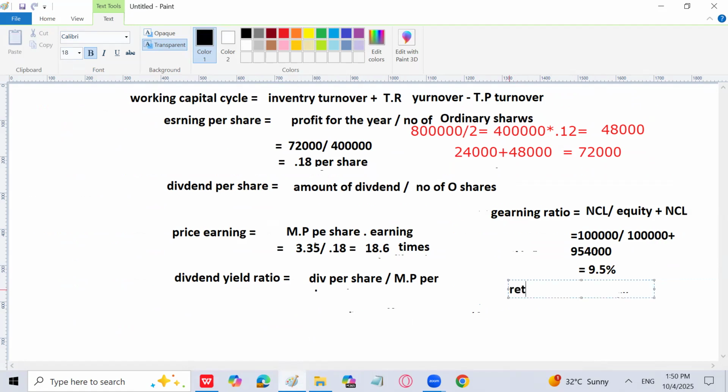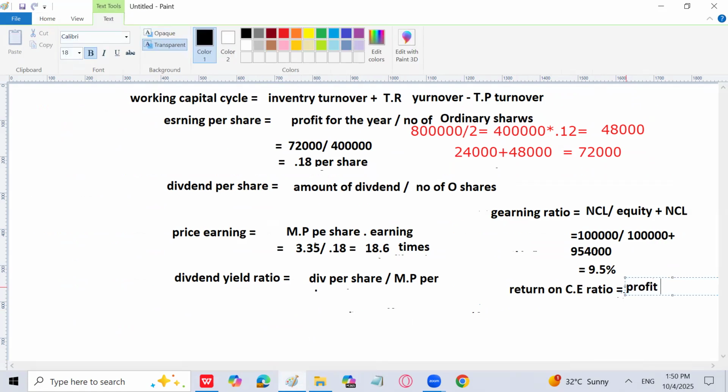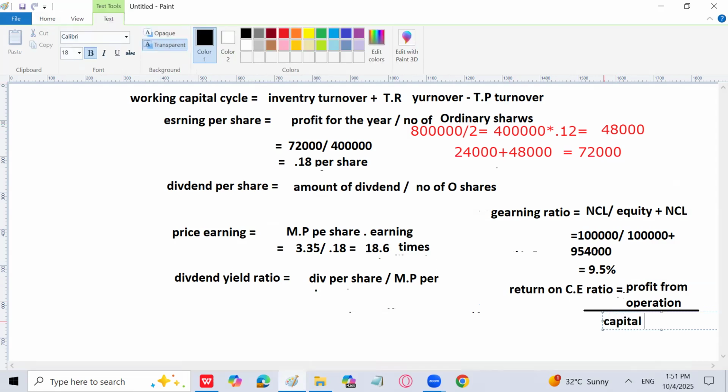Return on capital employed ratio. The formula is going to be operating profit, profit from operation, divided by capital employed, into 100. Sir, what is capital employed? That is the same equity plus non-current liability, which we have calculated in the gearing ratio. That is known as capital employed. And we will multiply it with 100.